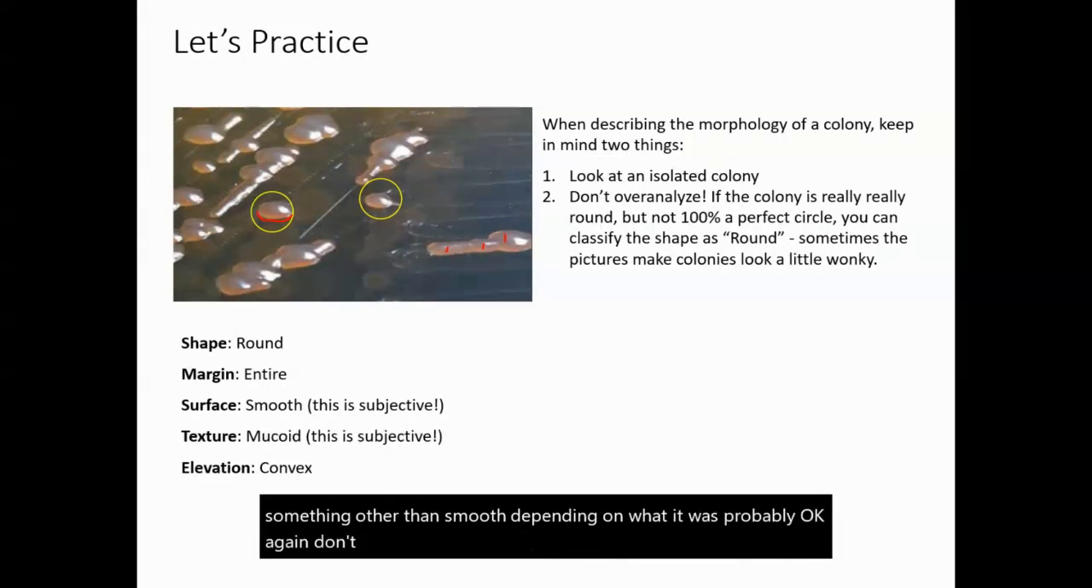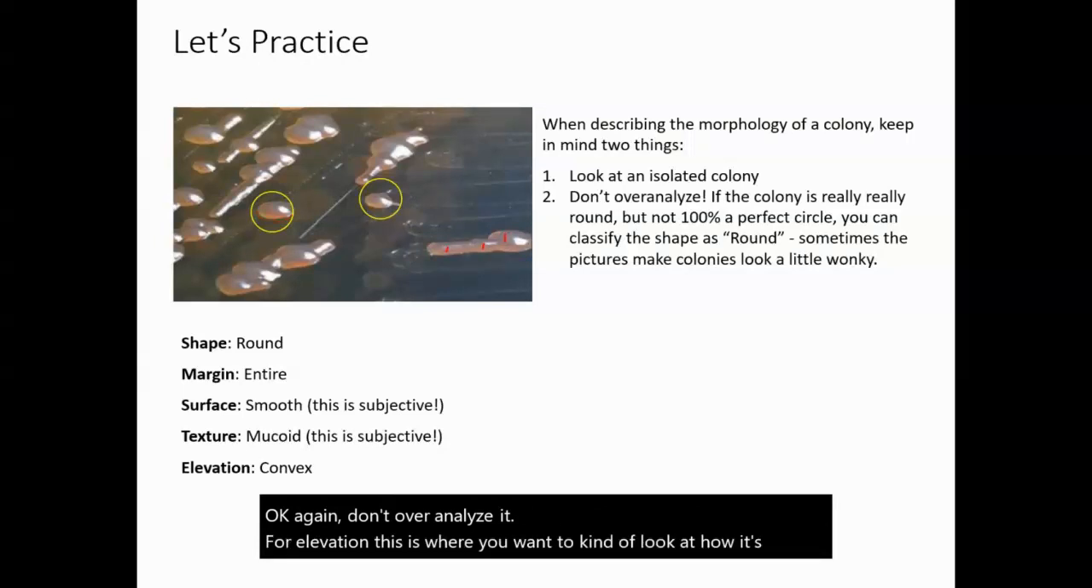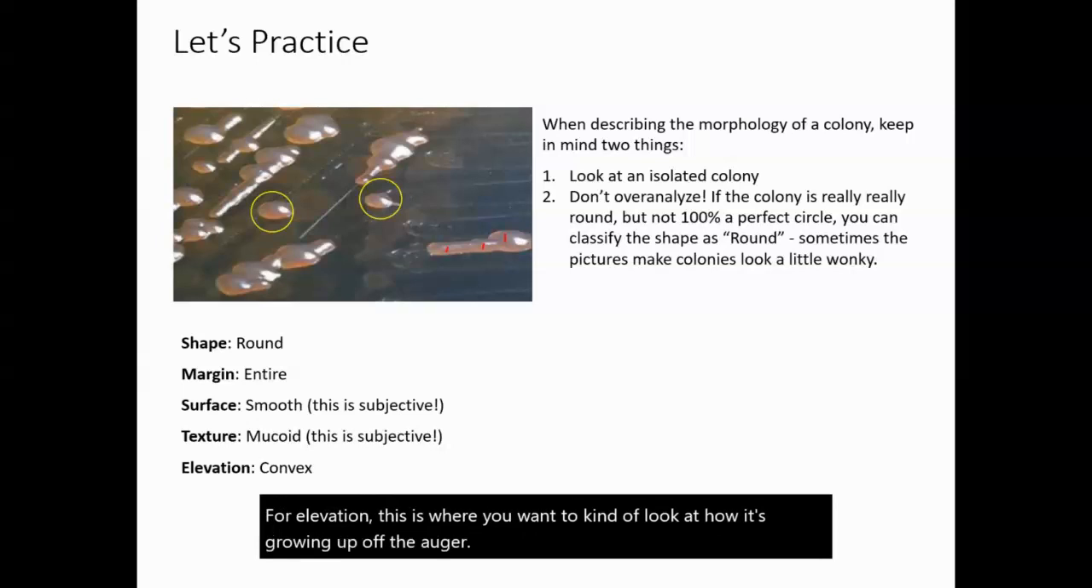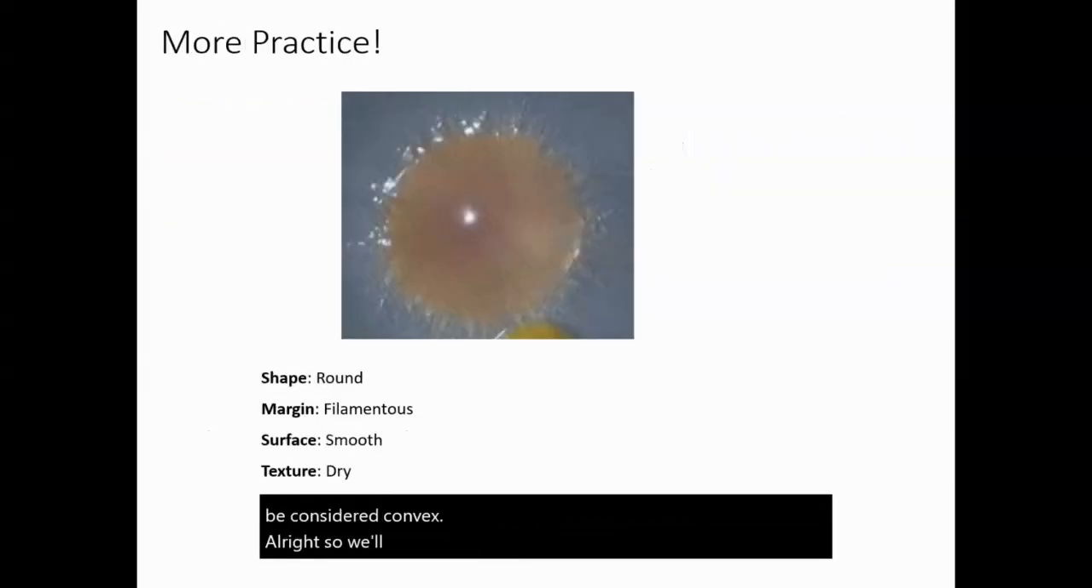Again, don't overanalyze it. Now, for elevation, this is where you want to look at how it's growing up off the agar. Easier for this one in person. But if you put your pen here on the top of this colony where it looks like it's the tallest, and you sketch a line down to where it's at, you can tell that this does make a nice little dome. So it's a nice semicircle, so that would be considered convex. Okay? All right, so we'll do another one.